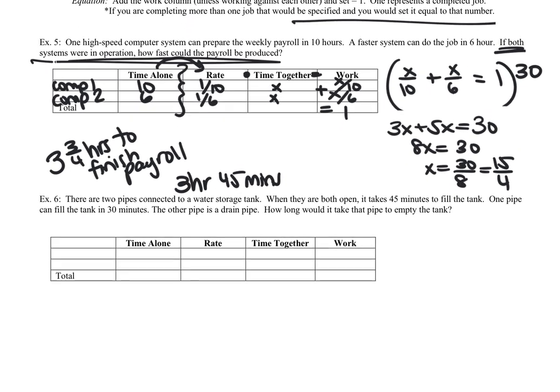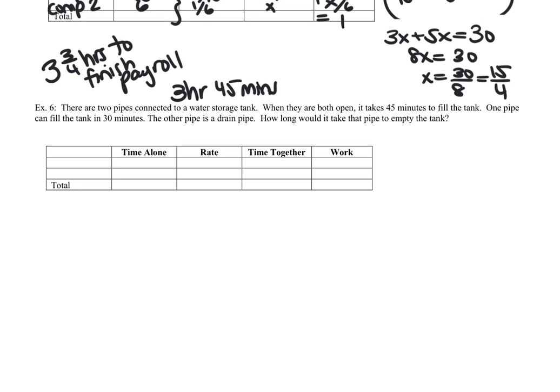And then to our second example, there are two pipes connected to a water storage tank. When they're both open, it takes 45 minutes to fill the tank. One pipe can fill the tank, one is a drain pipe.